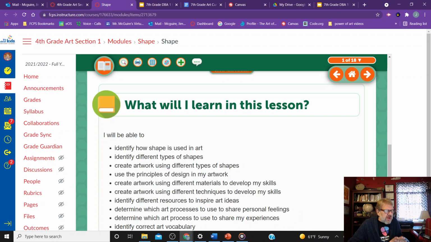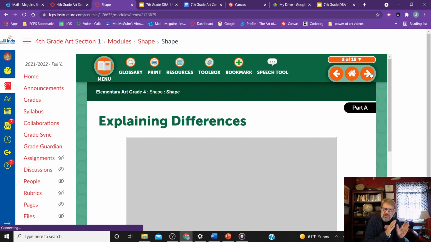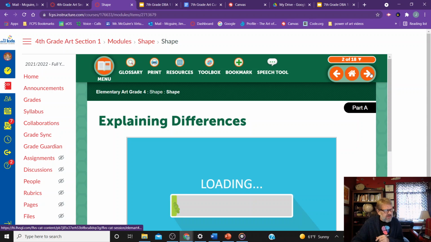So a few of the things, we're not going to have to touch on all of these, but we're going to look at how we can identify shape and how it's used in works of art. We're going to look at different types of shapes, those organic shapes, those geometric shapes. We're going to look at the types of materials and the techniques that you can use for creating shapes. And then we're going to look at that idea of two-dimensional versus three-dimensional shape. How is a two-dimensional shape different than that three-dimensional form?